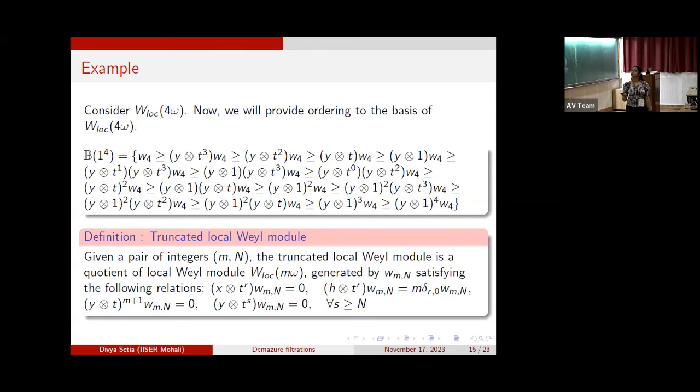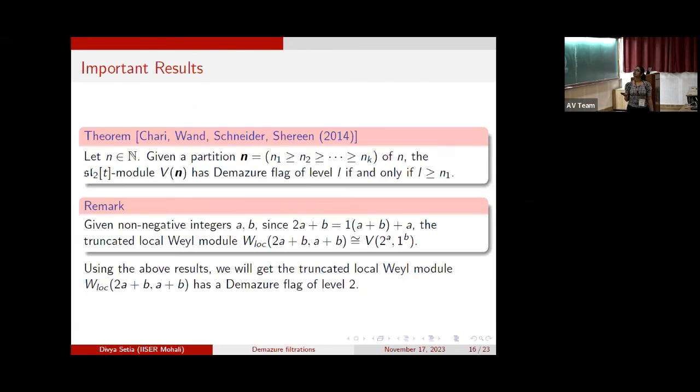So if you have a local Weyl module W local of m omega, and if we put an extra relation in this, truncate it, we'll get a truncated local Weyl module. And the main ingredient that we'll use in our result is the result by Chari, Fourier, Khandai, and Sheen, that if we have any partition, then the CV module has a Demazure flag of level L if the level is bigger than the first part of the partition.